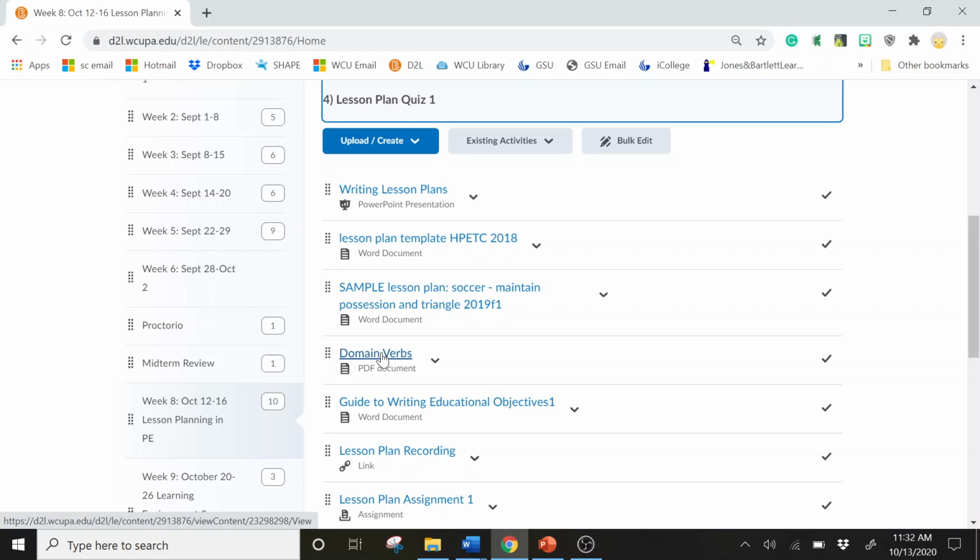Demonstrate would be a verb here that I would use in my objective, and it's for the psychomotor domain. And so this document is going to be really important when you're writing your objectives. So it's going to be one that you want to download and save. Here's a guide to writing educational objectives.